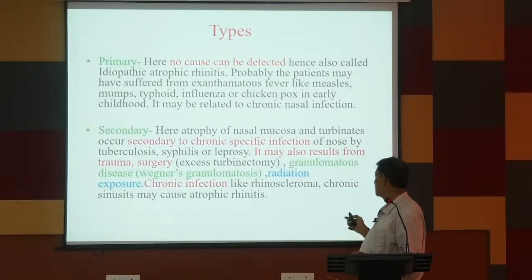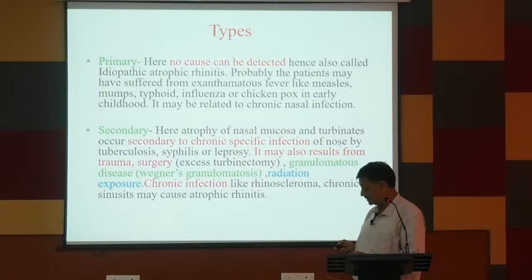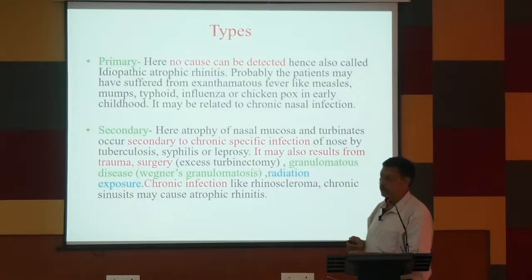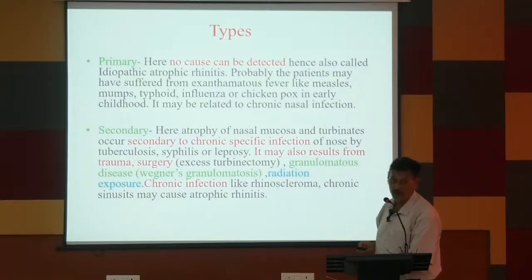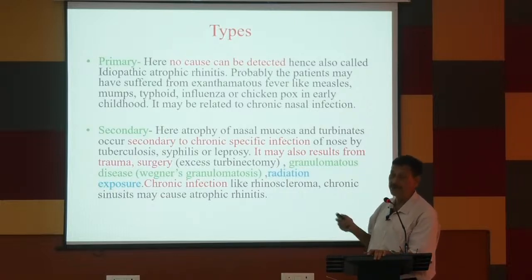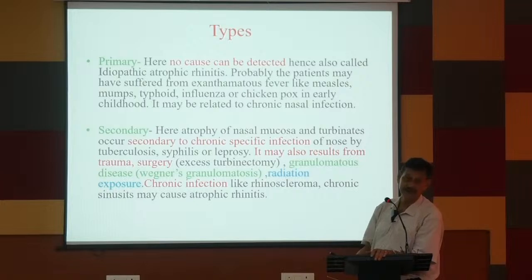When there is scleroma, these are the specific infections which cause nasal infection and which ultimately may lead to atrophic rhinitis. But not all cases of tuberculosis, not all cases of syphilis will go that way, but it may be a cause. Then excessive removal of the turbinates.